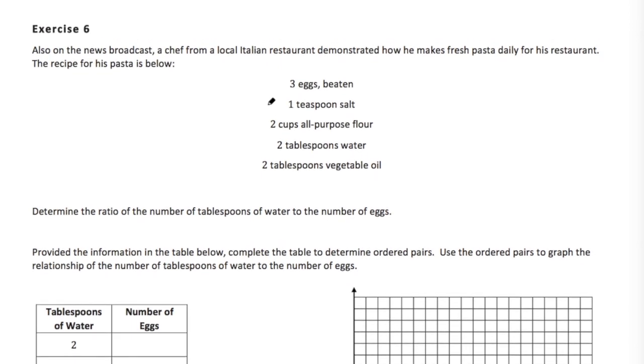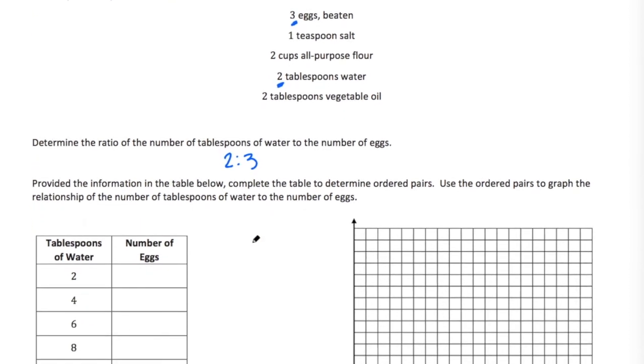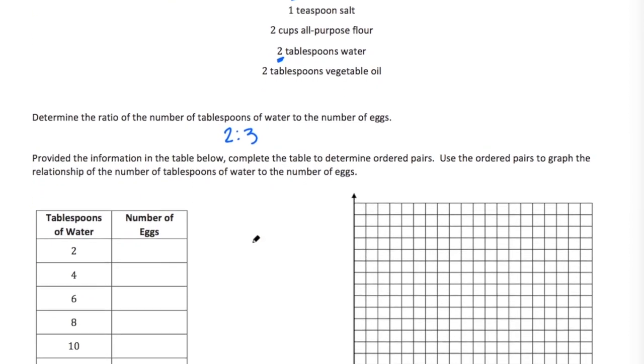It says, determine the ratio of the number of tablespoons of water to the number of eggs. So I'm going to go find water. Okay, tablespoons of water to the number of eggs. So in that order, it is 2 to 3. All right, so let's take this information and let's throw it into this table here. So we have 2 tablespoons of water. We're going to have 3 eggs. Of course, that's our ratio from above.